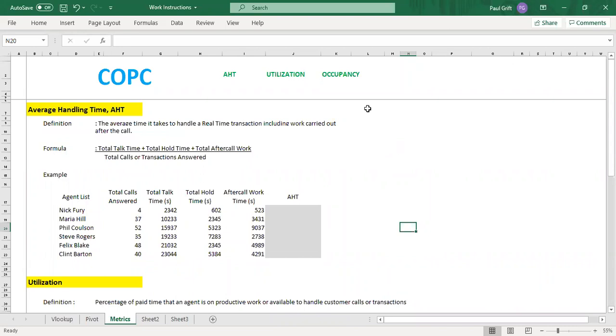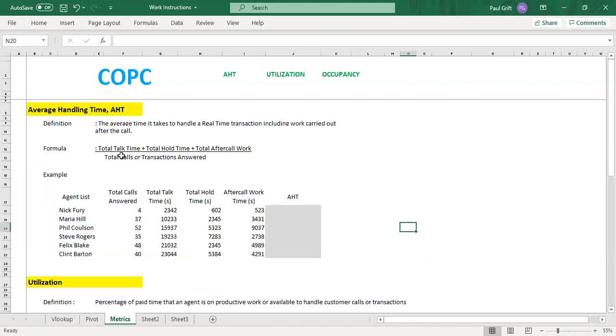And today we're going to learn about the different metrics of efficiency, which are AHT or average handle time, utilization, and occupancy. Now let's go first with average handling time. This is the average time it takes to handle a real-time transaction, including work carried out after the call. So not just the time that you handle the call, but it includes the work associated with documenting that call.